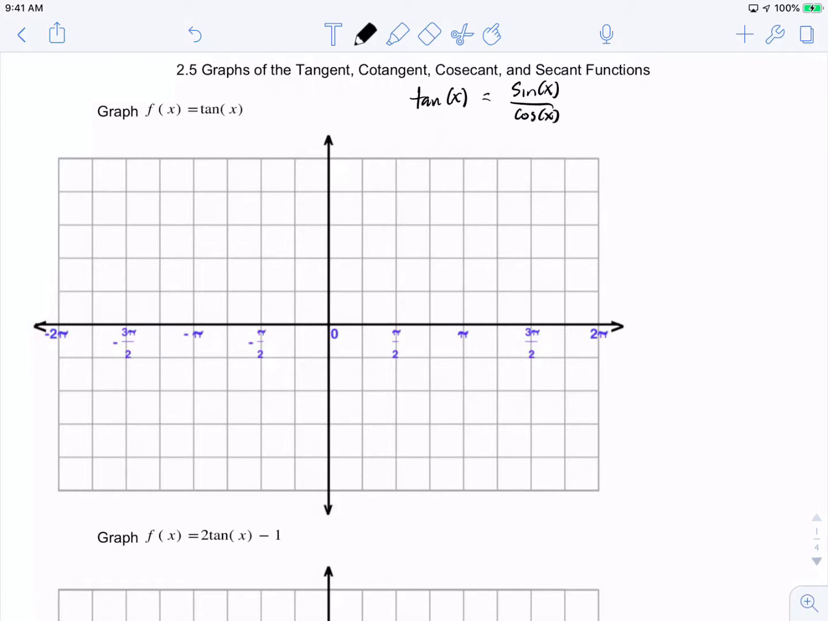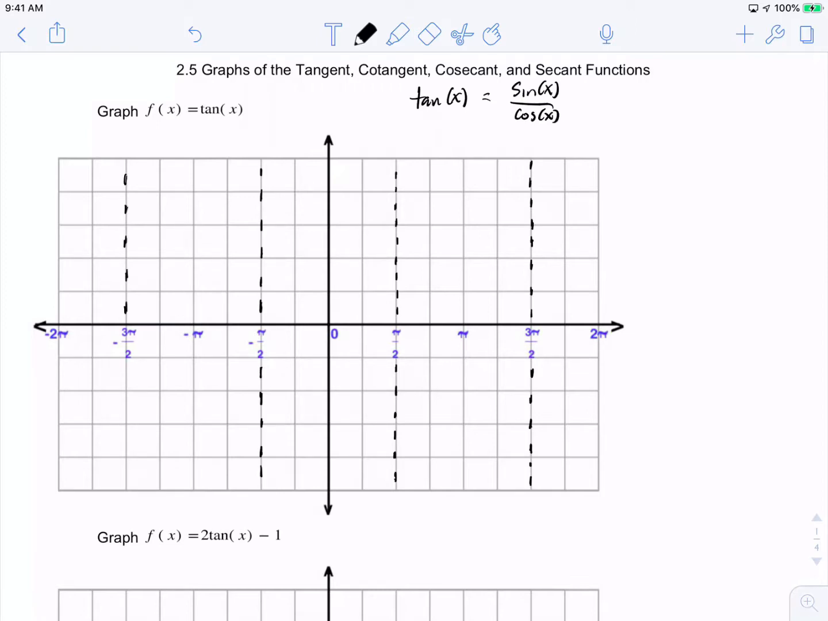And so what's important about that is since it's a fraction, we know that cosine is going to be 0 at certain spots. And so it's 0 at pi over 2, so that means we're going to have a vertical asymptote there. It's also going to be 0 at 3 pi over 2, so there's a vertical asymptote there. And also at negative pi over 2 and negative 3 pi over 2.